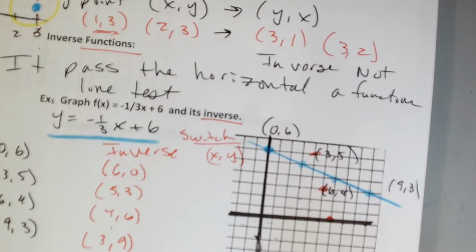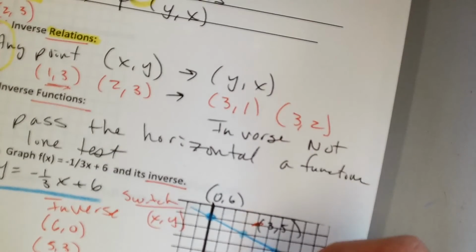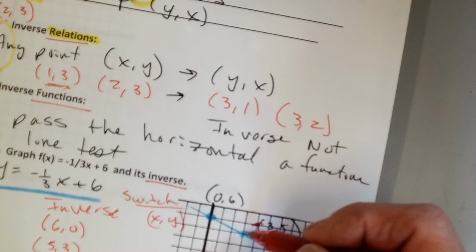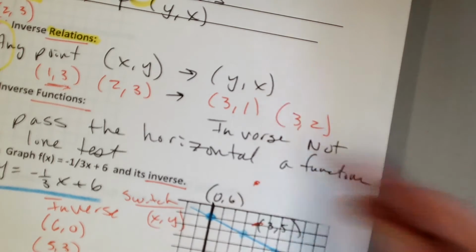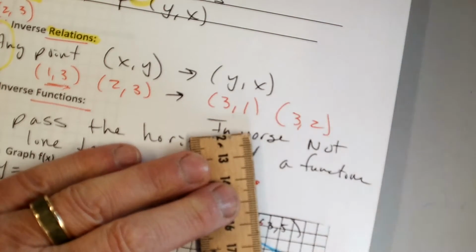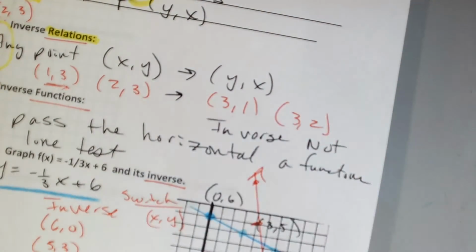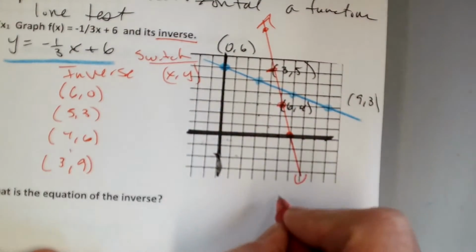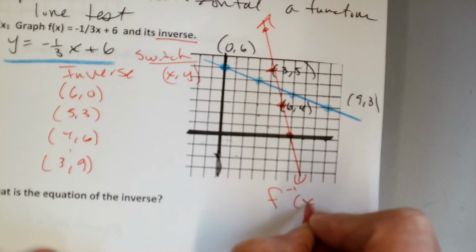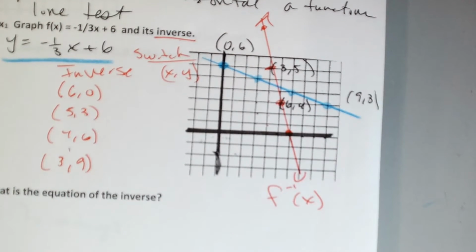And then I also graph 3, 9, which is 1, 2, 3, 4, 5, 6, 7, 8, 9. Just estimate, okay? So here's the inverse. Okay, that is the inverse. So we're going to call that f inverse of x. Okay, that's my inverse.